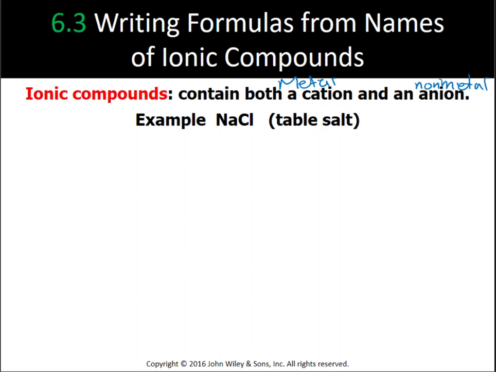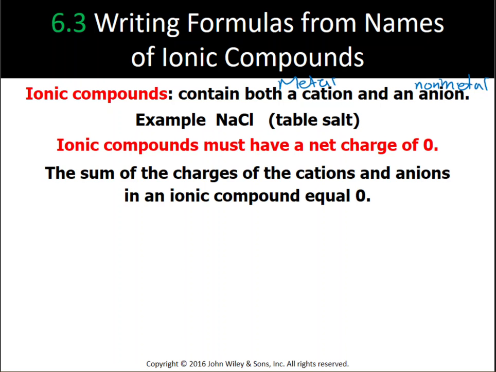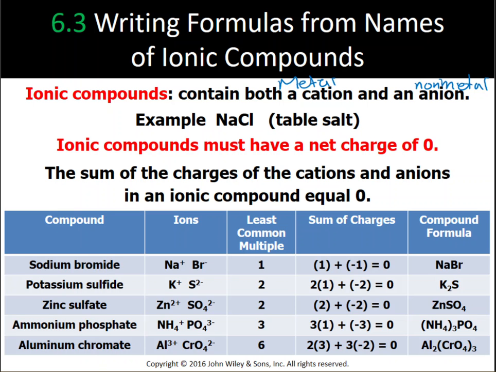Now, a couple of things to know about formulas of ionic compounds. First of all, when cations and anions come together and form ionic compounds, the ionic compound does not have any charge on it. In order for an ionic compound to be stable, it has to be neutral. So no charge on the ionic compound. The net charge is 0.